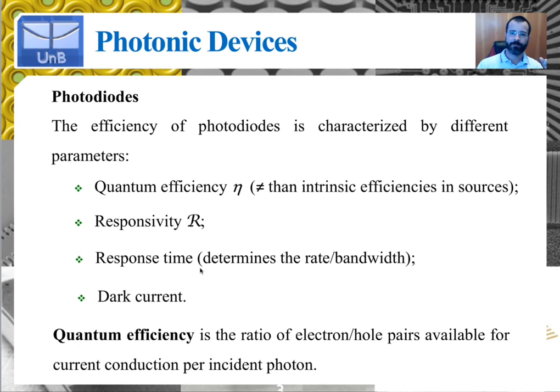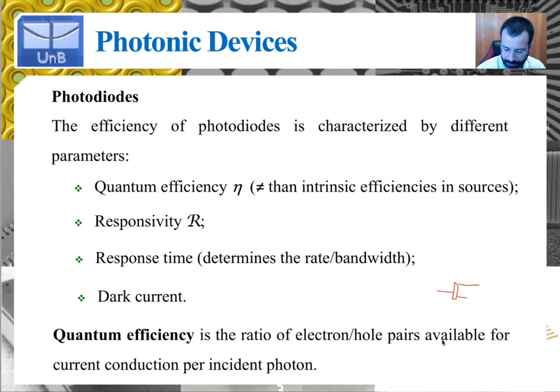The response time is going to determine the frequency or the speed, the rate with which the detector can operate, the maximum speed. And also the dark current, which is the current in the absence of impinging photons, in the absence of light. The quantum efficiency is the ratio of the electron-hole pairs available for current conduction per incident photon. So this is the definition of quantum efficiency. It's the ratio of the generated electron-hole pairs which can be converted into a photocurrent. Okay, so let's remember the basic picture that we have here.